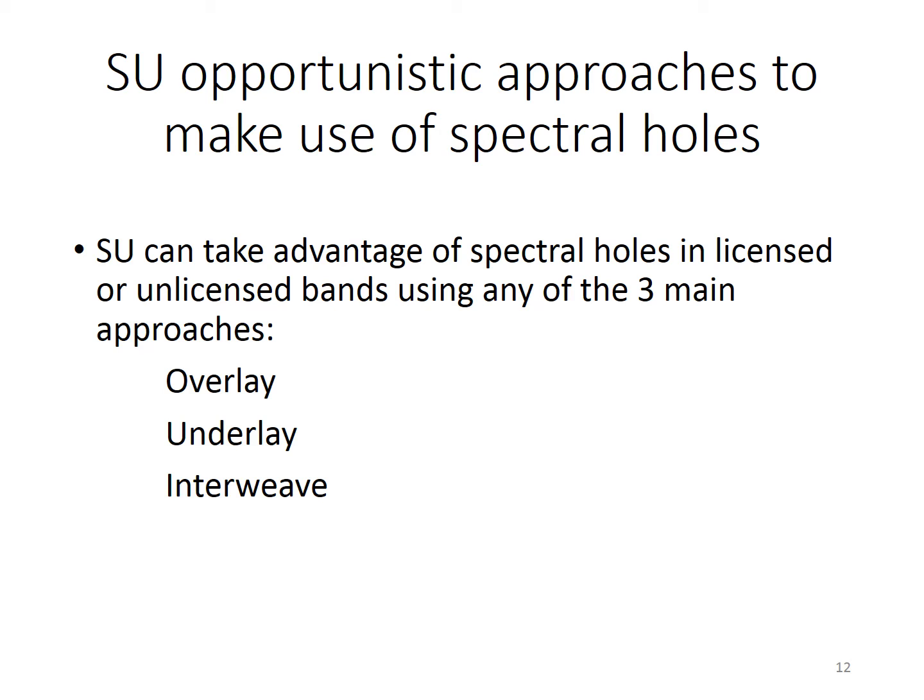Overlay, underlay, and interweave are three major ways of achieving opportunistic access. These approaches do not require the secondary users to obtain short-term licenses. Secondary users may have a long-term license that allows them to have secondary access to the spectrum, or may not require a license at all, depending on the specific regulations for the band in which they operate.